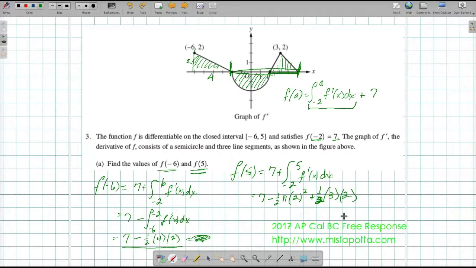And again, this is a perfectly fine answer. I don't have to say it's 10 minus 2 pi. I'm perfectly fine with leaving it like this.